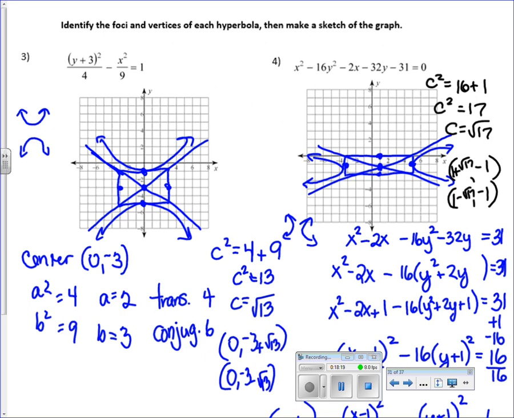Pretty intense, huh? That's the hardest conic that there is. But it's just kind of a step off from the ellipse. So that's it for hyperbolas.